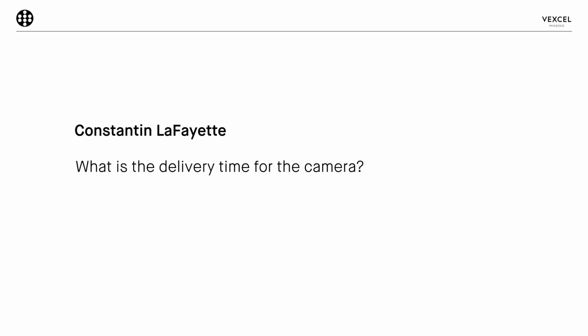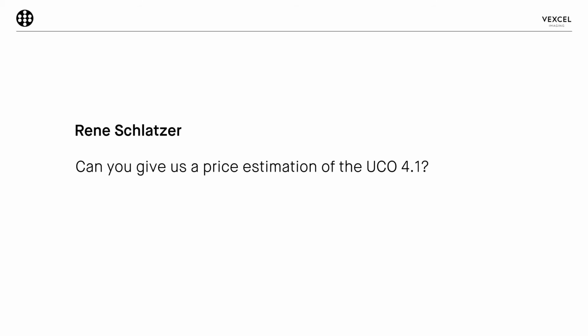What is the delivery time for the camera? The Osprey 4.1 is already in serial production, and the first lots are being used by ourselves to fly the VDP program and to test the cameras in depth. The cameras for the commercial market will be available during early first quarter, starting January, February of next year. So they will be ready and available for flying season 2021. Can you give us a price estimation of the UCO 4.1? It depends, of course, a lot on the options, but roughly 750,000 euro.